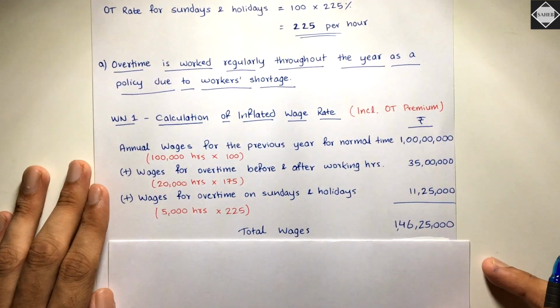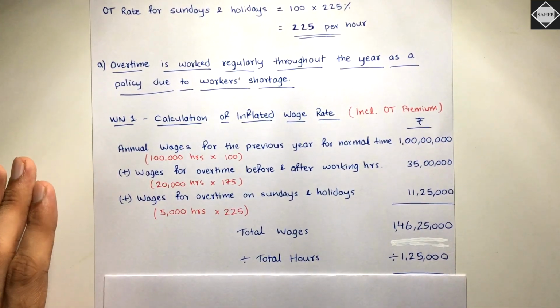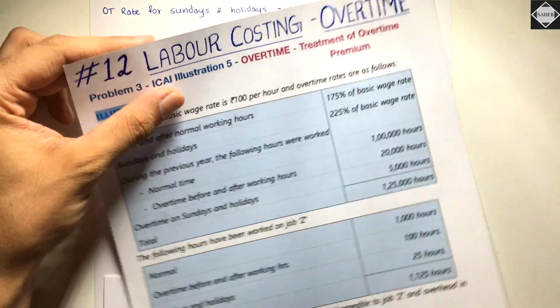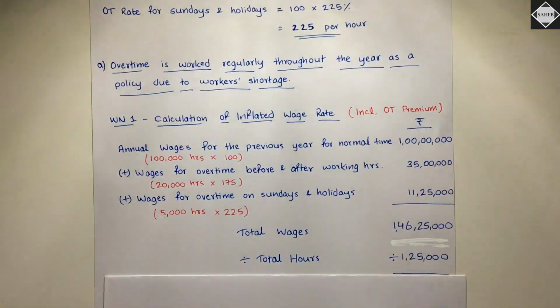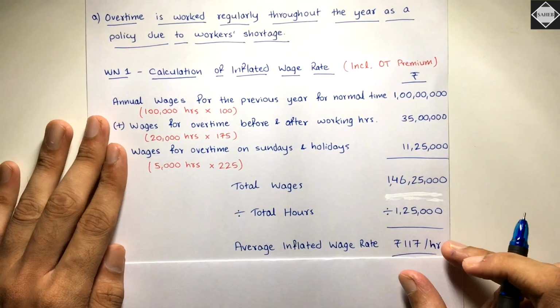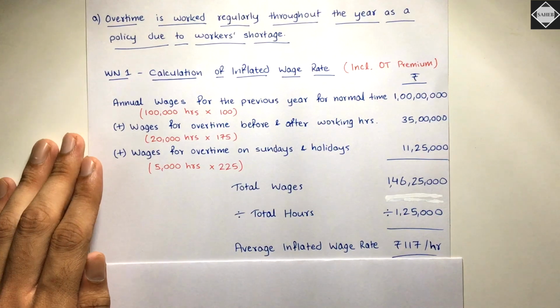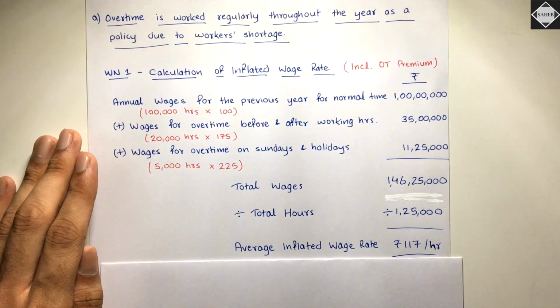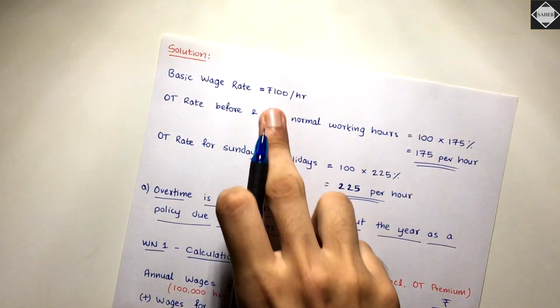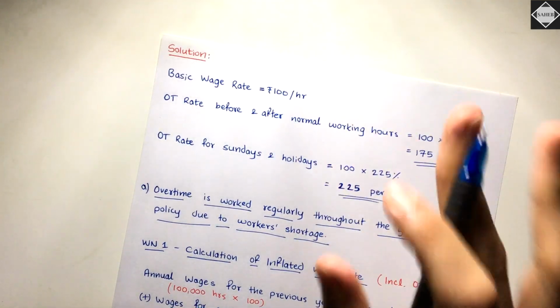So now this you have to divide by total hours, right? Total hours of previous year only. Here it's given 1,25,000 hours. Simple. When you divide that, you will get the rate, and this rate is called as average inflated wage rate. Why are we calling this inflated wage rate? You have to understand. See here, basic wage rate is 100 rupees per hour, isn't it? This is what you give to employee for normal hours.